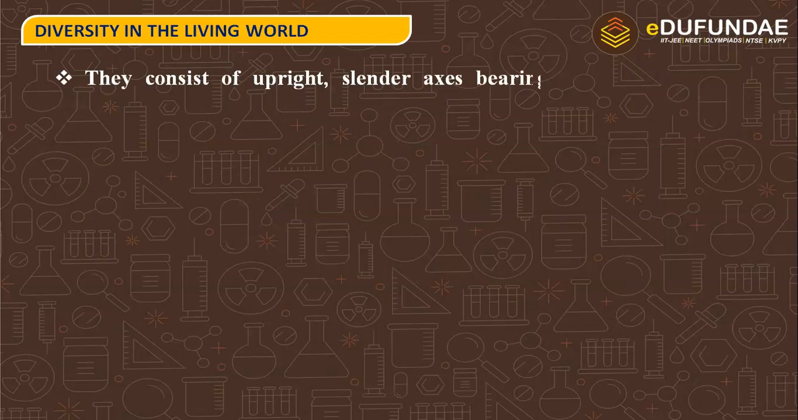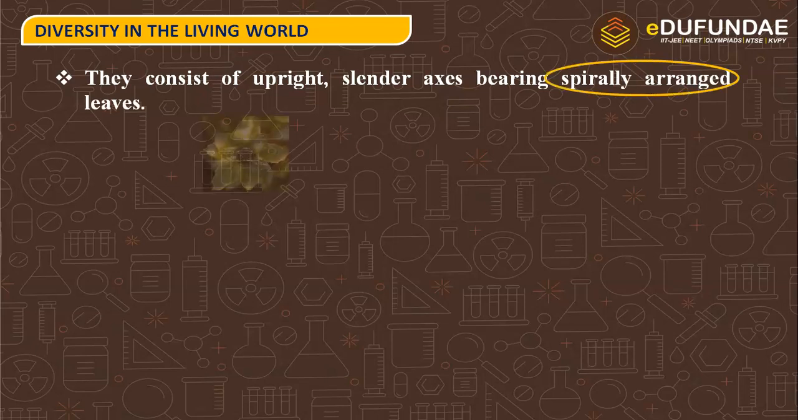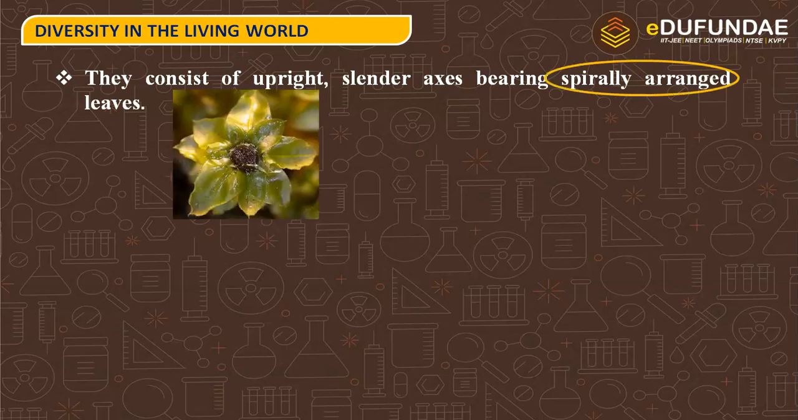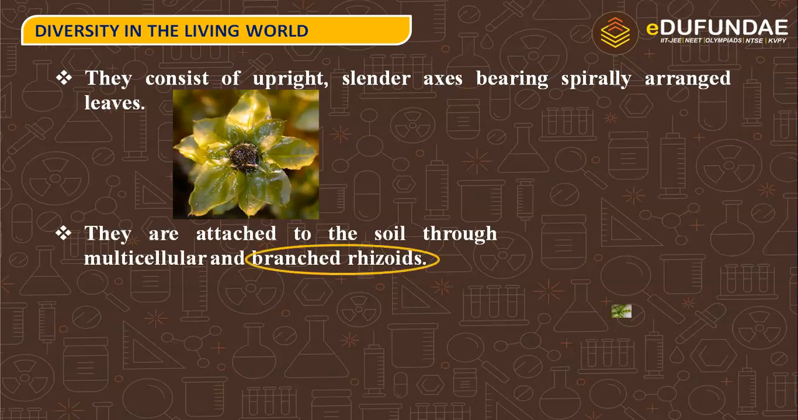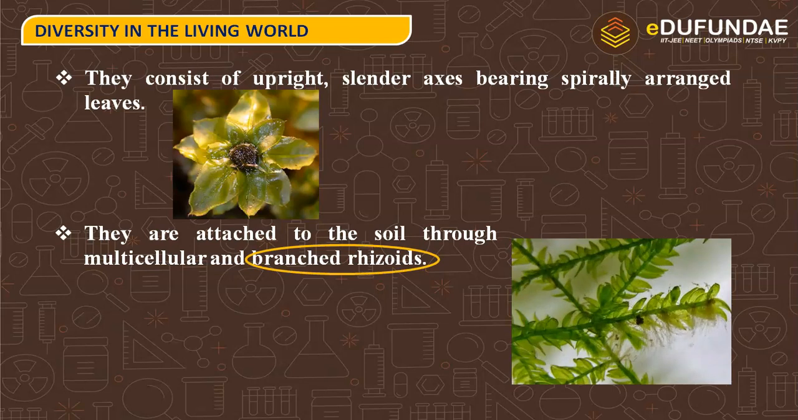They consist of upright slender axes bearing spirally arranged leaves. So these are the spirally arranged leaves. They are attached to the soil through multicellular and branched rhizoids. So the branched rhizoids are there, and these branched rhizoids help the body attach to the soil.